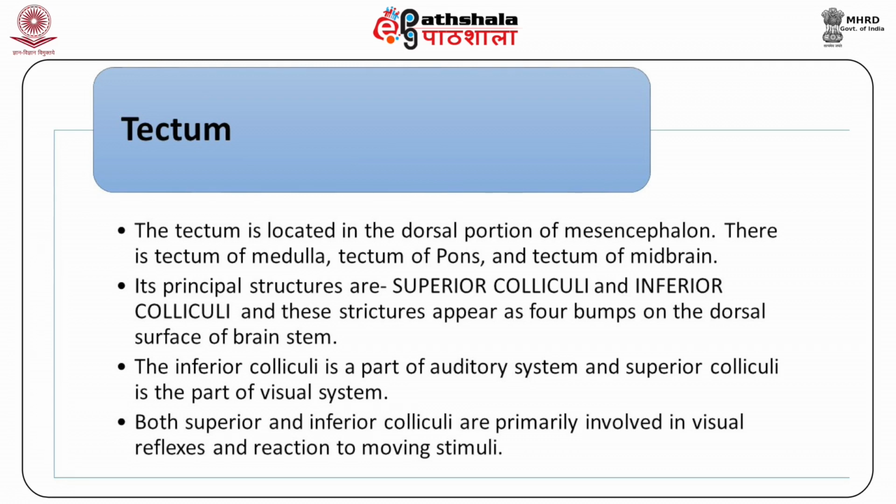of the brain stem. The inferior colliculi are a part of the auditory system and the superior colliculi are part of the visual system. Both superior and inferior colliculi are primarily involved in visual reflexes and reaction to moving stimuli.